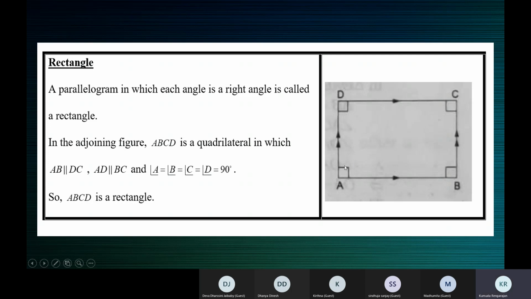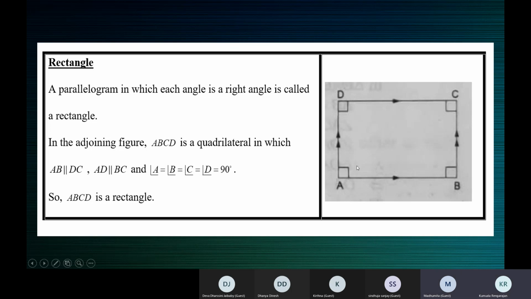If one angle is 90, everything follows, because what is the property of a parallelogram? Supposing, children, angle A is 90. A rectangle is a parallelogram. So if angle A is 90, angle C also will be 90 because opposite angles are equal, correct? Yes or no, children? Yes, ma'am. When angle A is 90, because it's a parallelogram, C also will be 90.